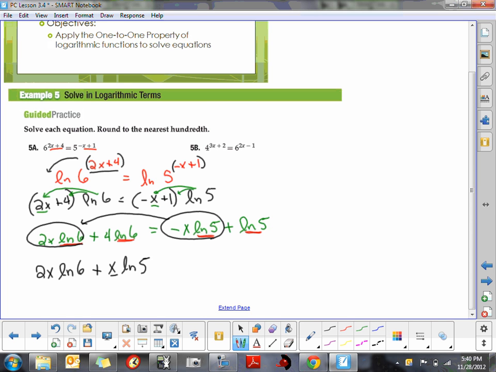So now I've got the terms with the x's on the same side. In the same step, I want to move the things that don't have x's away. So equals the natural log of 5. And now I'm moving this plus 4 natural log of 6, so I've got to subtract 4 natural log of 6.